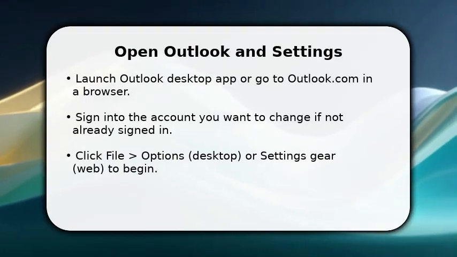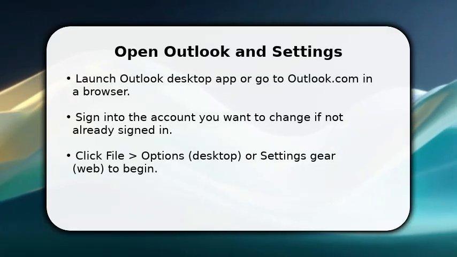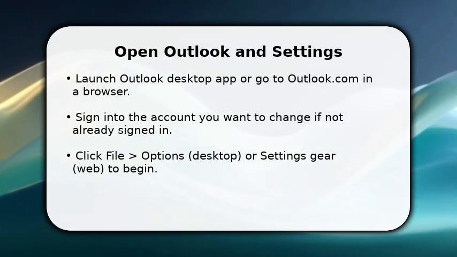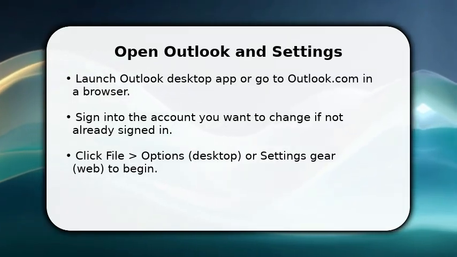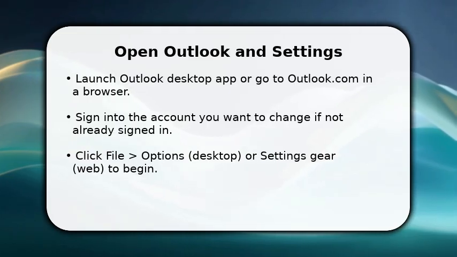You start inside Outlook itself. Open the desktop app or go to Outlook.com and sign in. Once done, head straight to the Options area. On desktop, click File, then Options. On the web, click the Settings gear.